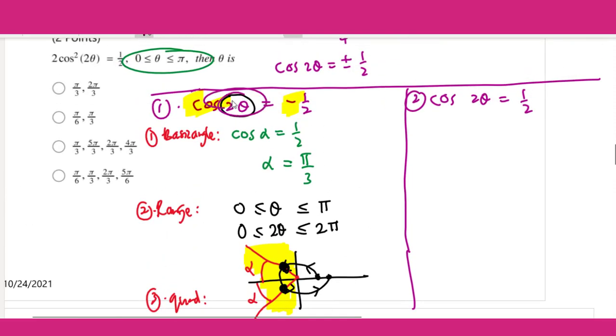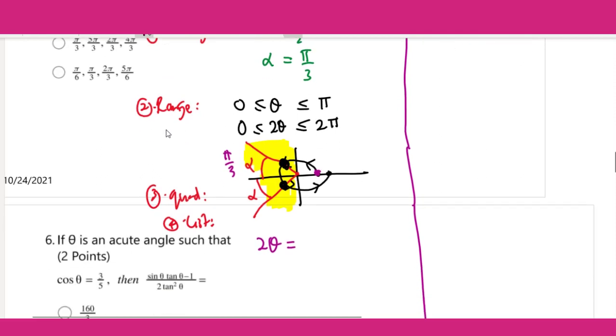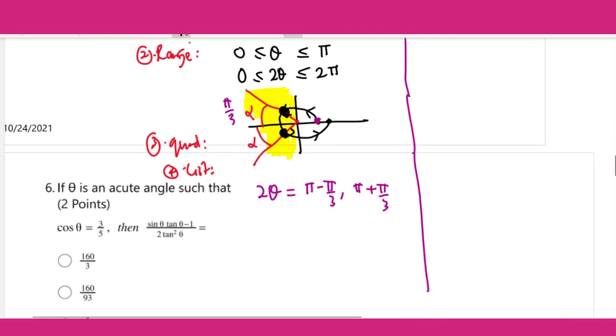Before you list down, check, this is using 2 theta. Now number 4 is list the answer. Starting 2 theta is equal to, we need to take this point. So starting here, follow anticlockwise up to here: pi minus, here is pi over 3. Yes. So pi minus pi over 3. The second point is pi plus pi over 3. Then simplify. Pi minus pi over 3 is 2 pi over 3. Pi plus pi over 3 is 4 pi over 3. Therefore, theta is equal to pi over 3, 2 pi over 3. Okay, settle for this part.